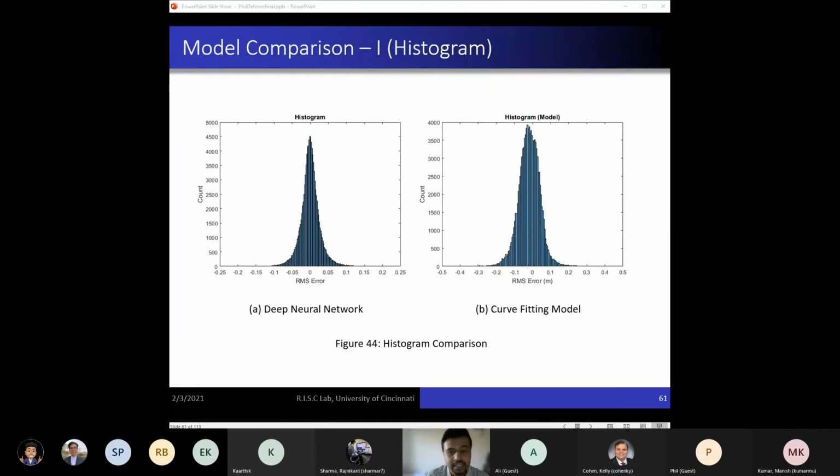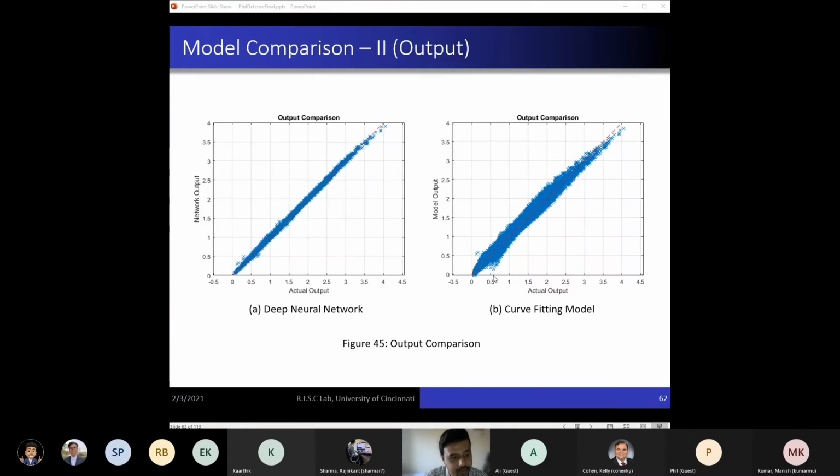However, using deep neural network, we obtained a better performance, as can be seen by the error histogram plot, as well as the output, the actual versus model output comparison. Ideally, the actual versus model output should follow the red dotted line. We see that the function approximator developed using DNN, or deep neural network, is doing a better job. So we proceeded with the neural network as our function approximator.